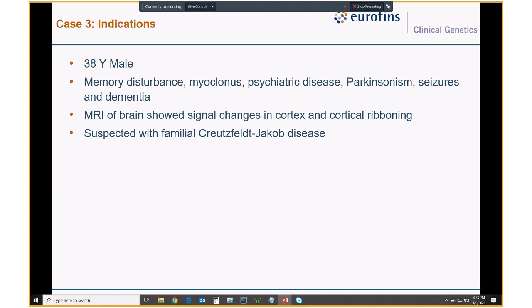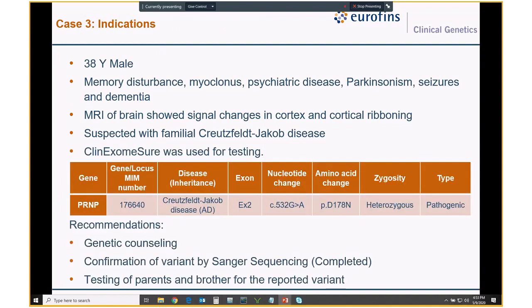This was one where it was a suspected case of CJD, and we got a straight pathogenic variant in the PRNP gene. We not only did Sanger sequencing for this particular individual, he also had an affected brother for whom we recommended Sanger sequencing, and he also was positive for the same mutation. It was quite interesting because neither parent had this mutation, but both the brothers did. So we were looking at this particular case for further testing.